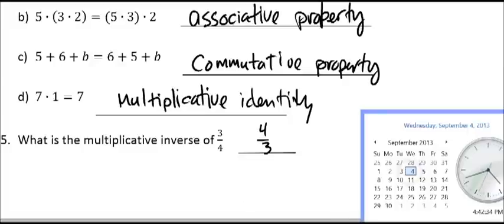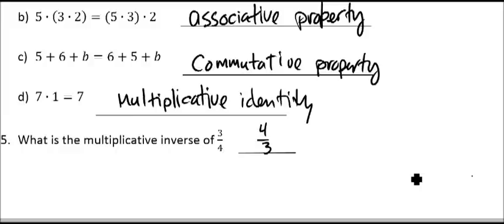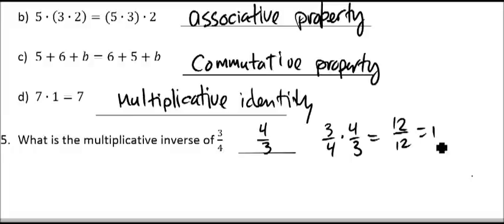Anytime you take a number, like for example 3/4, and you multiply that by its multiplicative identity, you should always get the number 1. I'm sorry, by its multiplicative inverse, not the multiplicative identity. The property of multiplicative identity is any number times 1 equals itself. Here, multiplicative inverse, what undoes multiplication? Multiplication by the inverse will undo it.